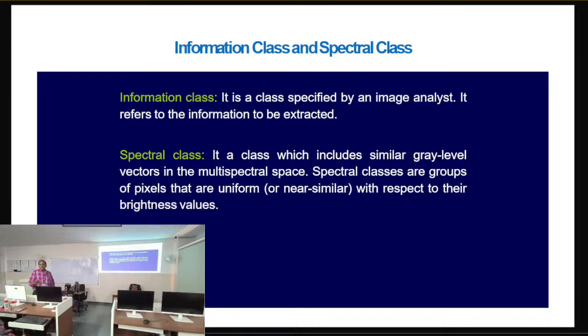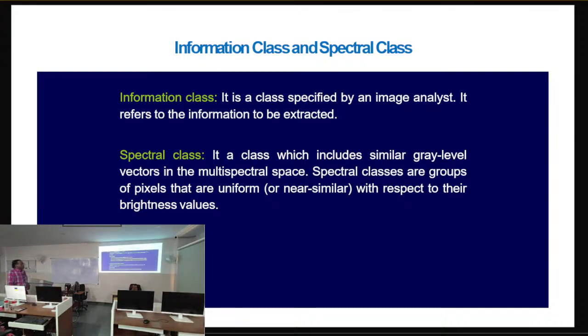That comes as a supervised classification. I have provided a supervised sample set to the computer and it has classified. So when I use the information class, the classification is supervised classification. The spectral class is a class which includes similar gray level vectors in the multispectral space, and spectral classes are groups of pixels that are uniform with respect to their brightness values. So there are spectral vectors in the multispectral data, and by using the similar gray value spectral vectors, I group them, make clusters and do a classification. This is an unsupervised classification. If I use a spectral class, then it is an unsupervised classification. If I use the information class, then I am doing supervised classification.